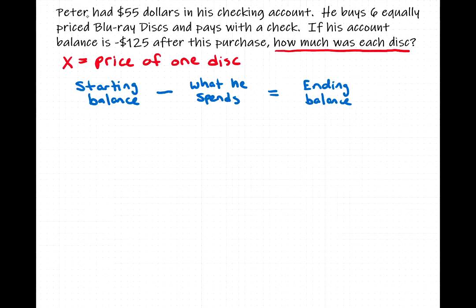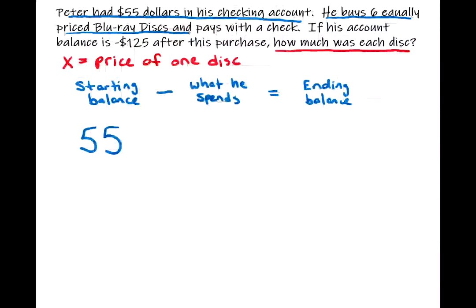So Peter had $55 in his checking account. So that's what he's starting with. Then he buys 6 equally priced Blu-ray discs and pays with a check. So what does he spend? Well, he spends 6 times whatever one of them costs. And we're saying x is the cost of one of them, so he's spending 6 x's. So the money he spends is minus 6x.